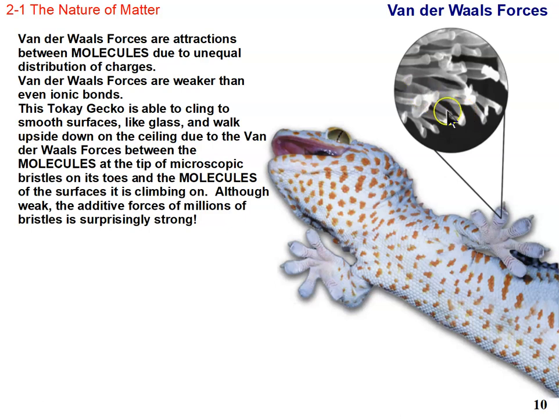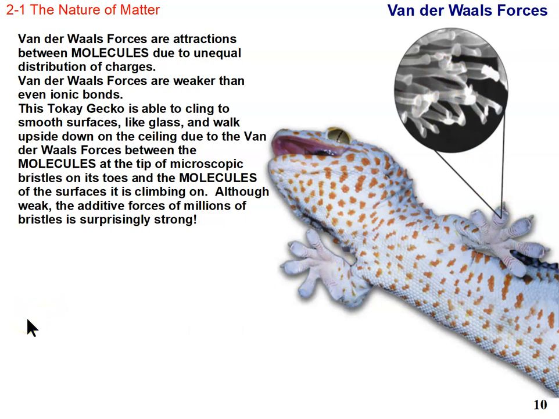And because of that, and there are millions and billions of these bristles on the bottom of the toes, each tip is interacting with the molecules of whatever the tokay gecko is climbing on. So that allows these kinds of geckos that have these bristles on their toes to cling to smooth surfaces. They can walk on glass, they can walk upside down on the ceiling, they can run up walls, and that's due to van der Waals forces. By themselves, van der Waals forces are weak, but once you put together all these billions of bristles on the bottom of the toes of the gecko, it's surprisingly strong.